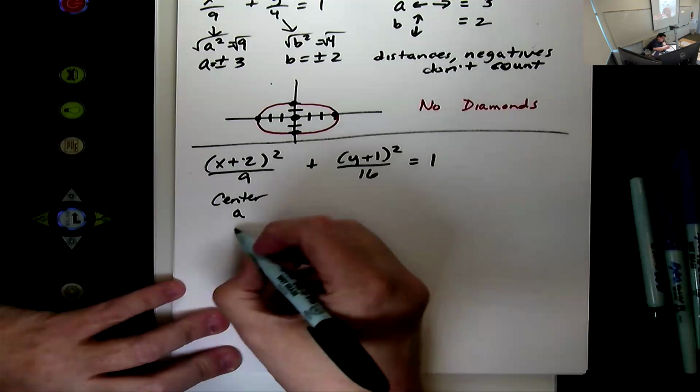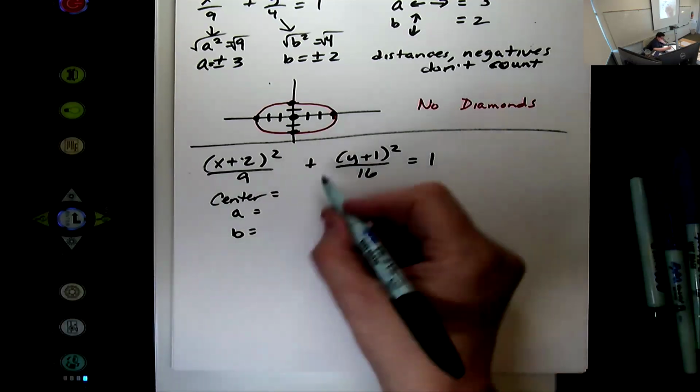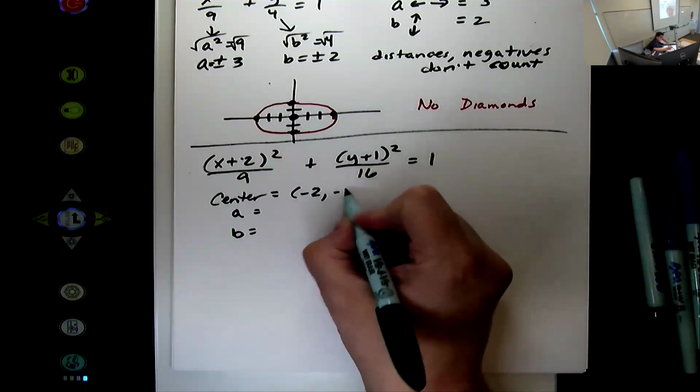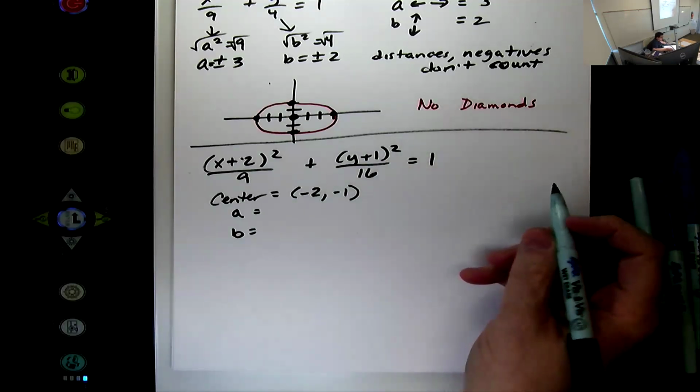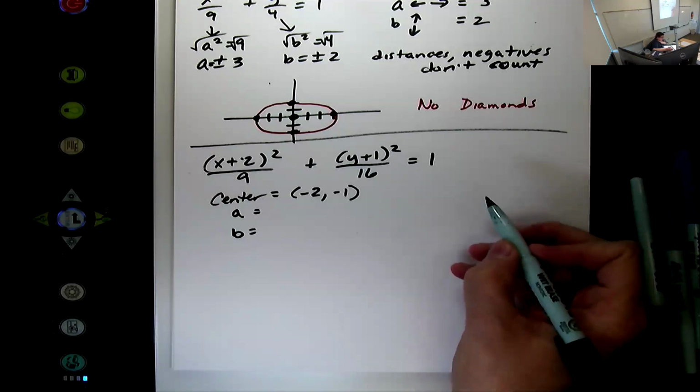So where is my center here? What's my A and what's my B? Negative 2. Negative 1. Does anyone agree with Keith? What's A and what's B?